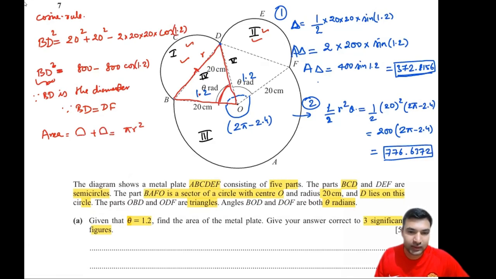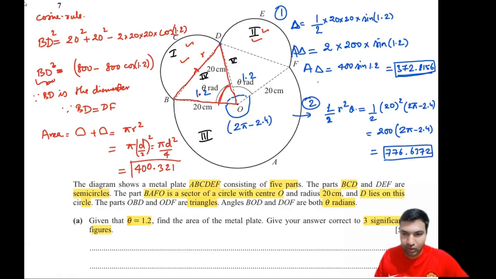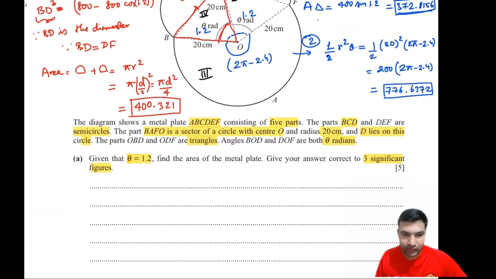Now what is the radius? Isn't it dia by 2 whole square? So that becomes pi d square by 4. So if you plug in the BD square value, you just solve it and put it over here. So the final answer you will get is 400.321 centimeter square. So now all I need to do is just add them.